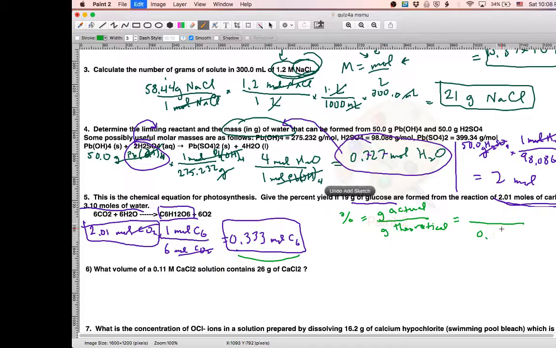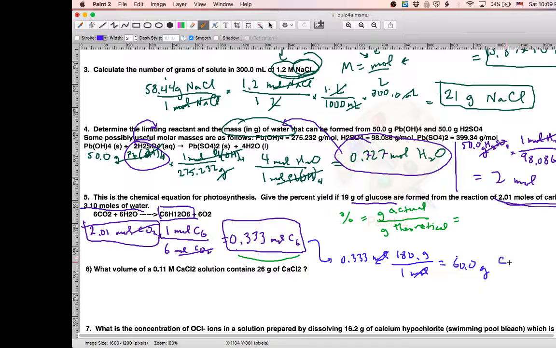0.333. Oh, I'm sorry. I need to convert this to grams because this is moles. You see that? This is moles. So we'll convert this to grams, and then we'll plug it in there. All right? So this right here is 0.333 moles, and the molar mass of glucose is about 180 point something grams in 1 mole of glucose. So the moles cancel. And this is about 60. Is it 60? Yes, this is about 60.0 grams of glucose. All right? So the grams theoretical is about 60.0.